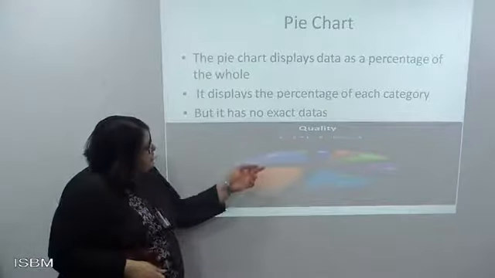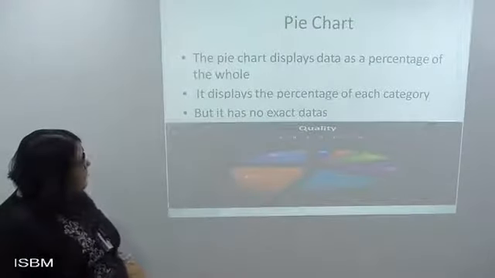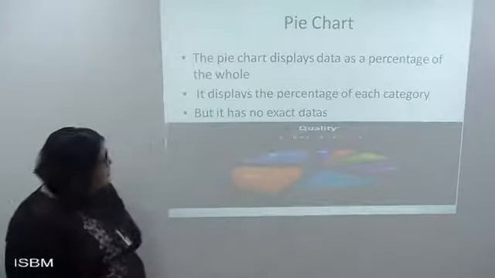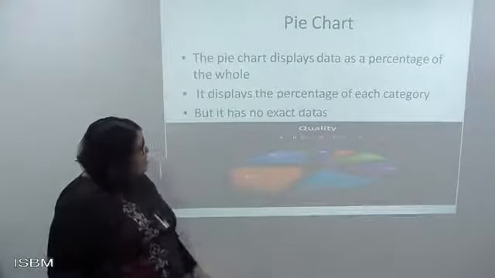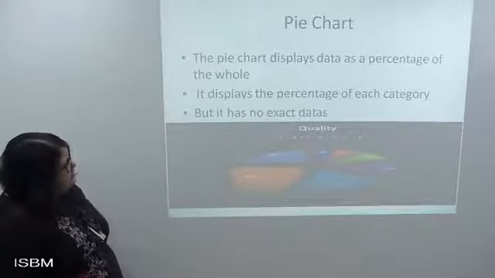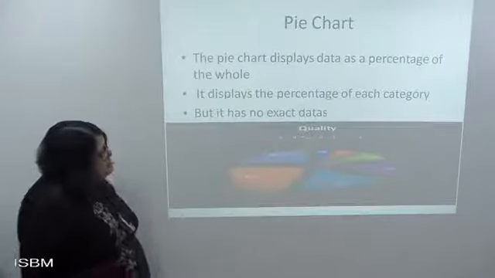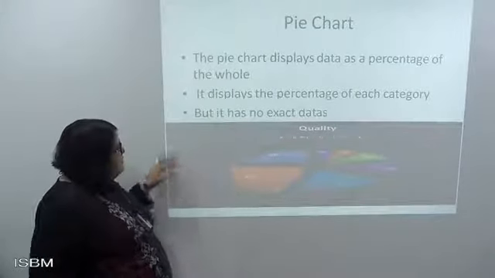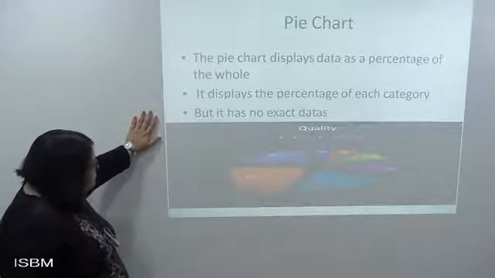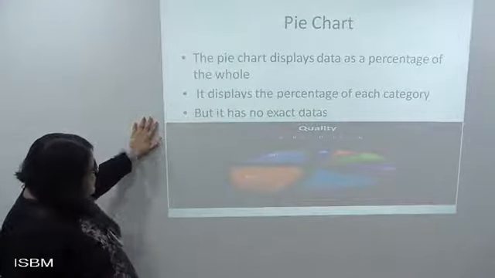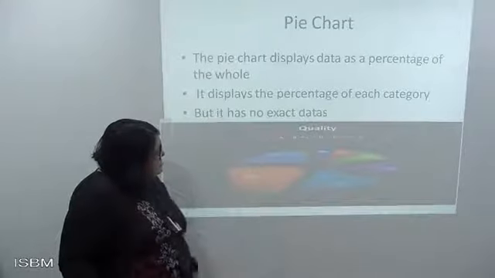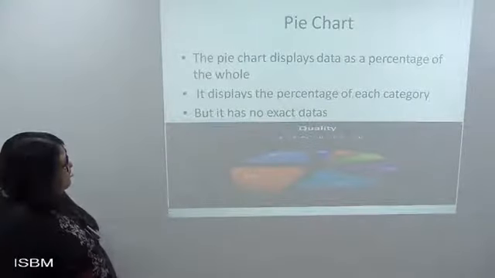So 24% belongs to category A. Then this 4% will be category G, 7% will be category B, 10% will be category C, 15% will be category D, 21% will be say category F, it's the largest, and 19% is say again category E.